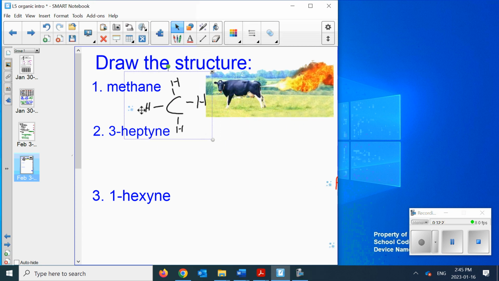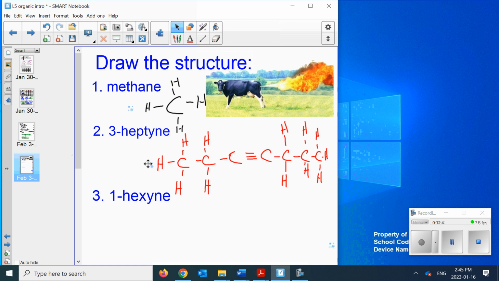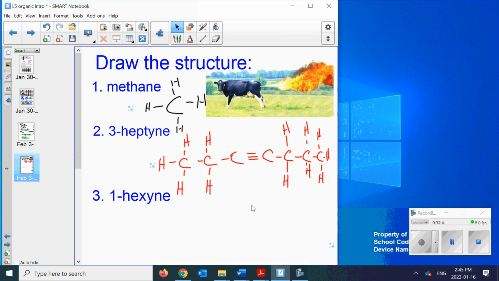Okay, CH4 is what you should have for your methane, like that, right? Draw the diagram. Heptyne. It looks like this, right? It's kind of squishy, but. Okay, and then the hexyne.